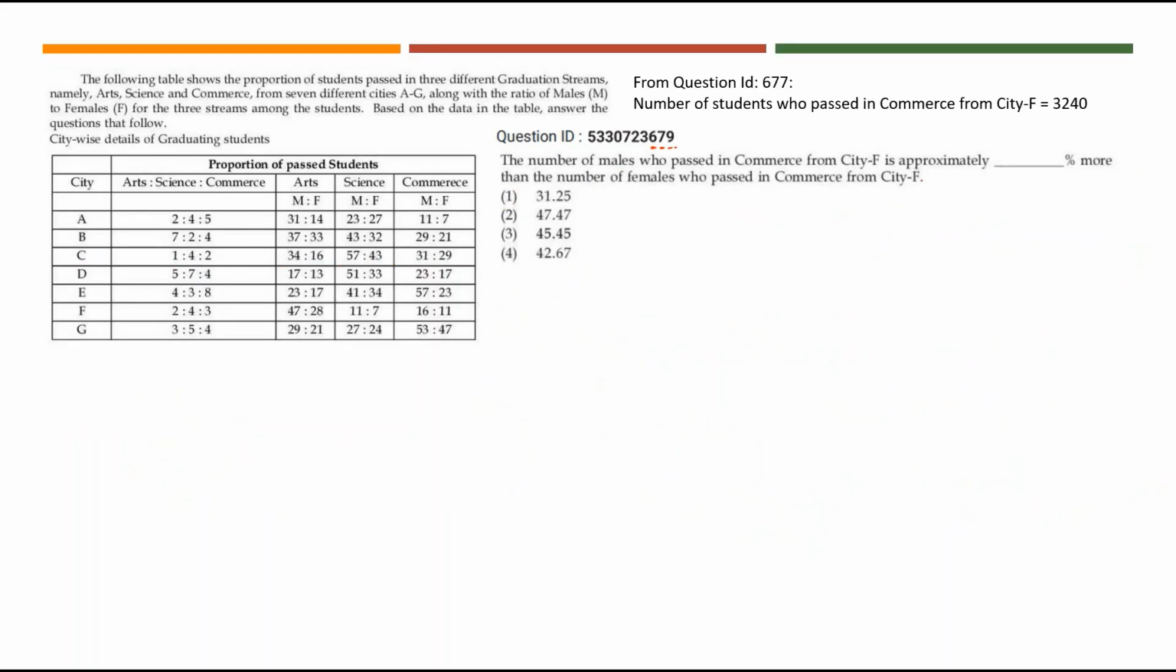Next question. In question ID 677, they have already given in the question the number of students who passed in commerce from city F is 3240 on the whole. So the number of males who passed in commerce from city F is approximately dash percentage more than the number of females who passed in commerce from city F. So again you can go with two ways. The first way is you have to find the number of males, then you have to find the number of females, then apply them in this particular percentage equation. The way 2 is using the ratio that is available in city F.